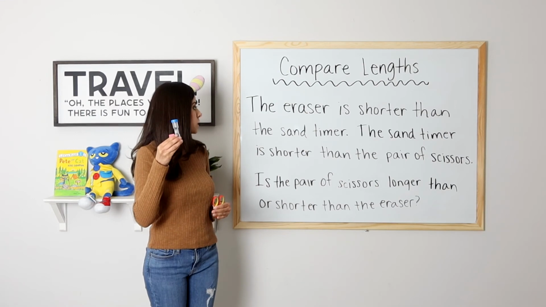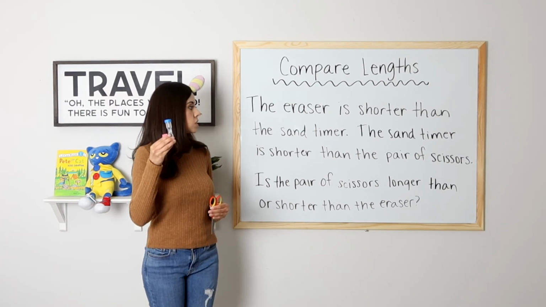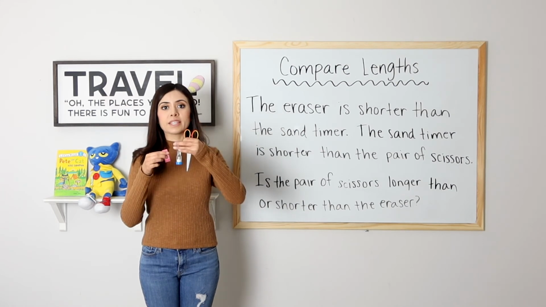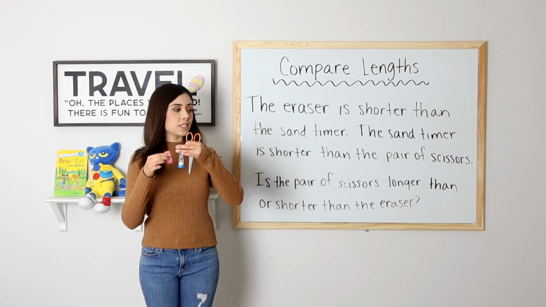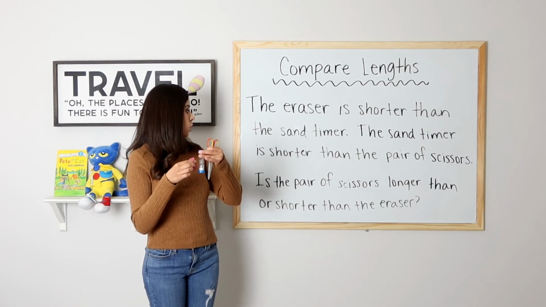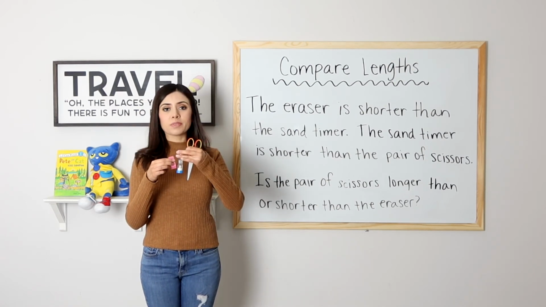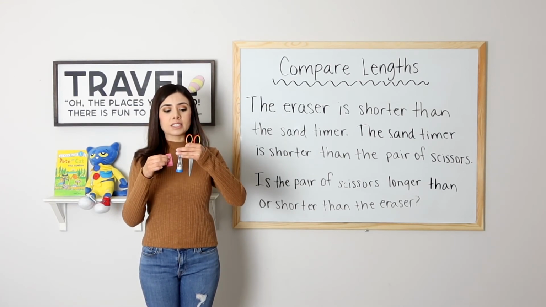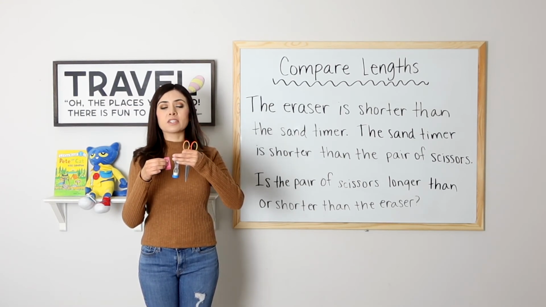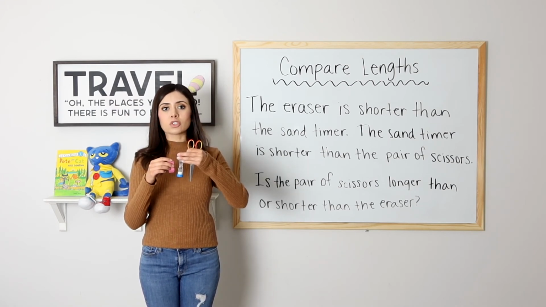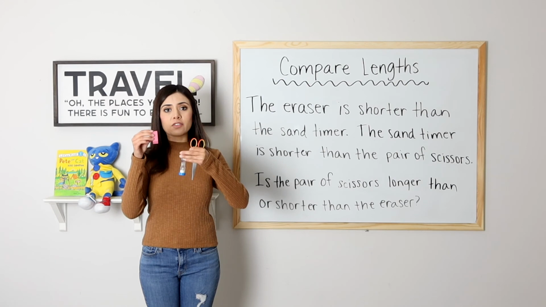The sand timer is shorter than the pair of scissors. So the scissors will follow after the sand timer. Now they are in order starting with the shortest. They want to know, is the pair of scissors longer than or shorter than the eraser? So I have my eraser and my scissors. Let's take a look at the scissors and see if the distance from end to end is longer or shorter than the distance on the eraser.